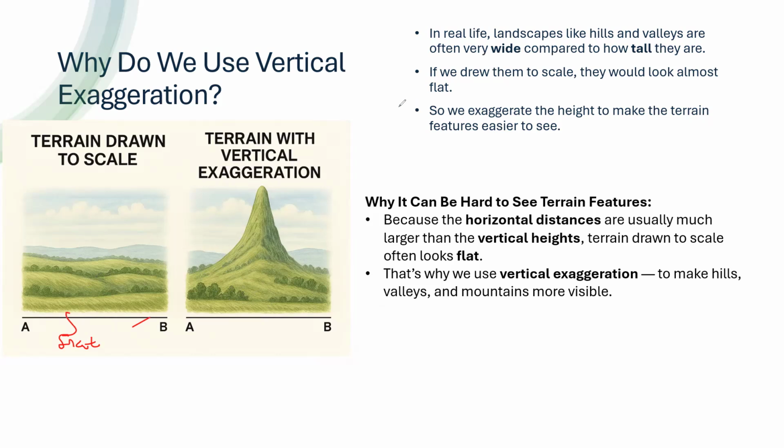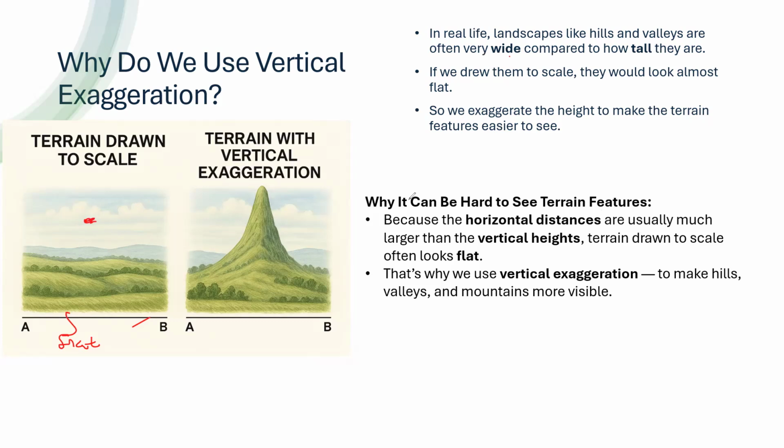In real life landscapes, hills and valleys are often wide compared to how tall they are. So if we draw them to scale, they would look almost flat like this. This is when these features were drawn to scale. That's why they look almost flat. So we need to exaggerate the height to make these terrains easier to see or become visible.